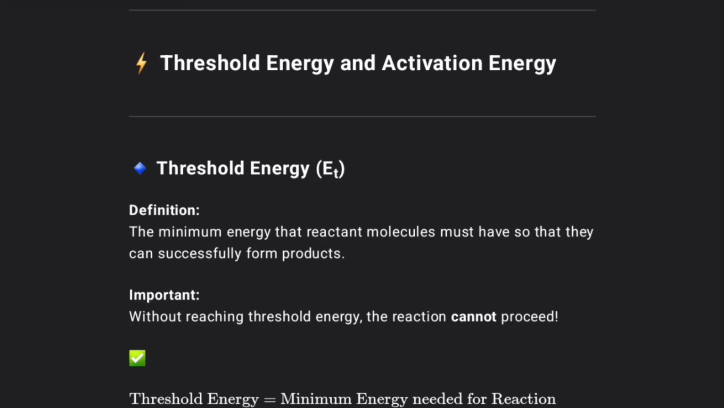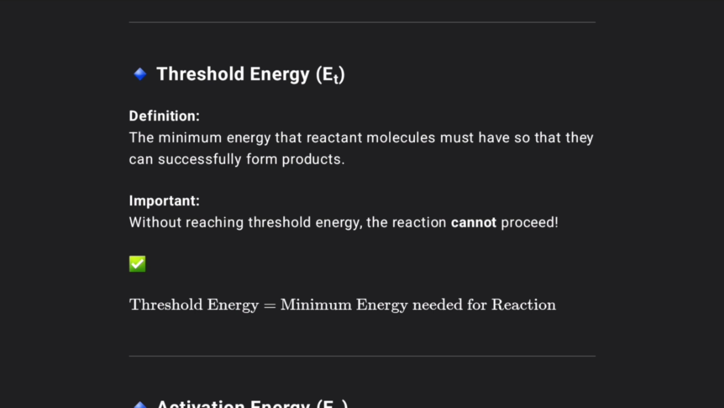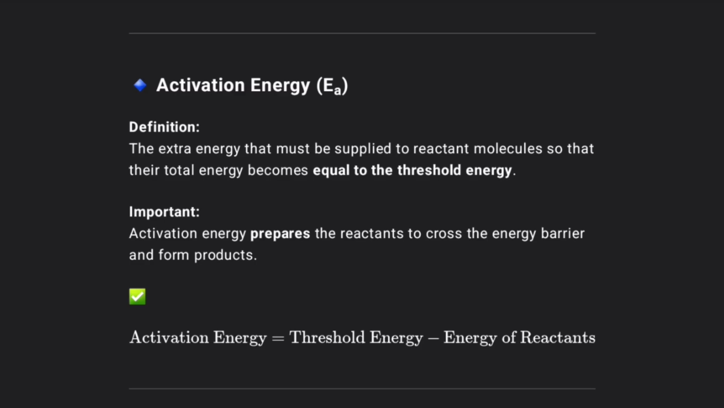Energy and activation energy. Threshold energy, Eₜ. Definition: the minimum energy that reactant molecules must have so that they can successfully form products. Important: without reaching threshold energy, the reaction cannot proceed. Activation energy: the extra energy that must be supplied to reactant molecules so that their total energy becomes equal to the threshold energy. Activation energy prepares the reactants to cross the energy barrier and form products. Activation energy equals threshold energy minus energy of reactants.